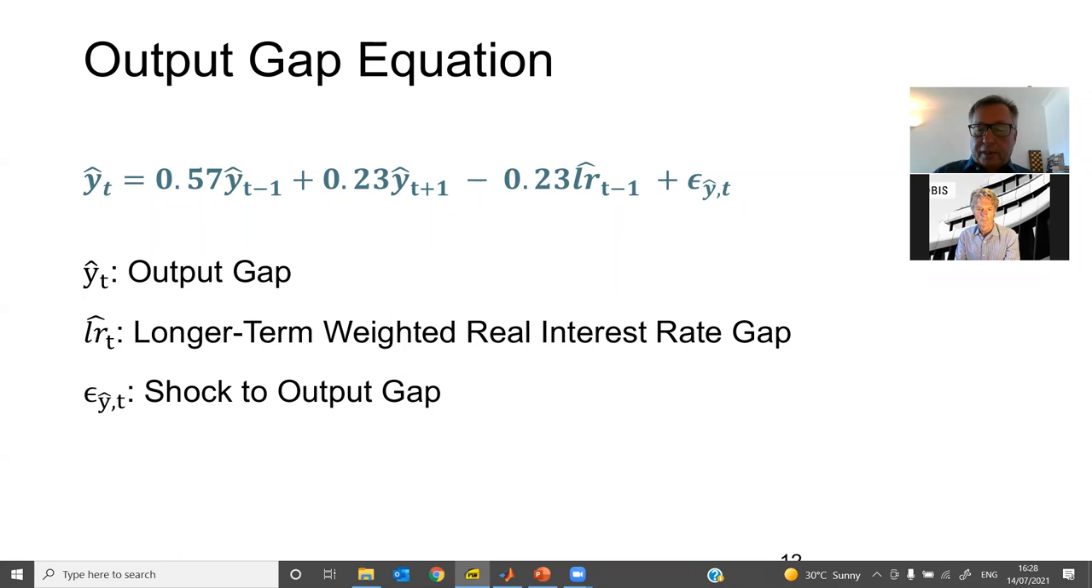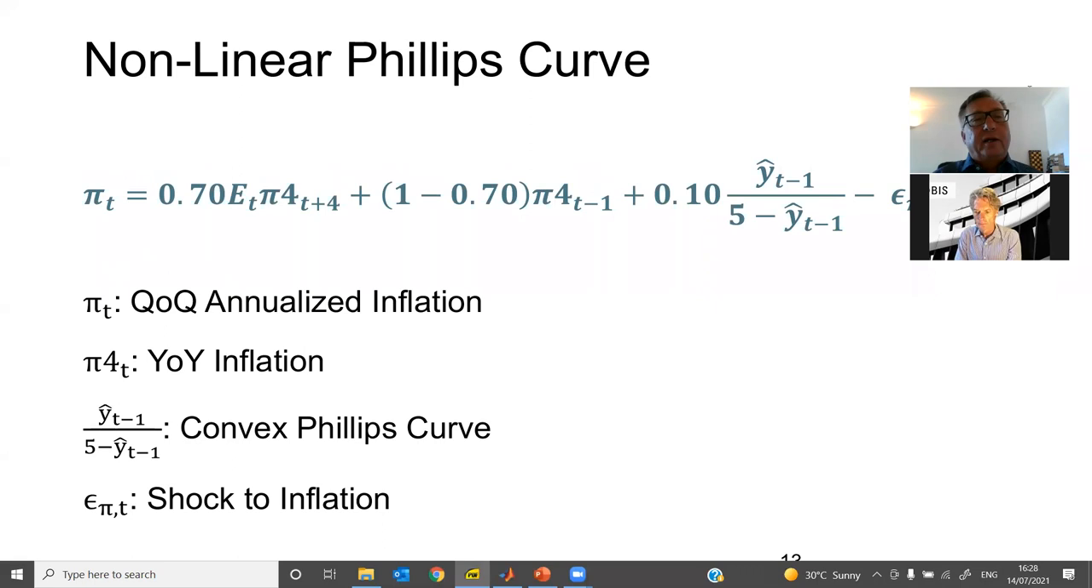So that's our little model of the output gap. And it's going to have some shocks in it, epsilon y hat, which are going to feature prominently in the story. Our inflation equation is going to look a little bit different in the sense that we're going to have a convex functional form for the output gap.